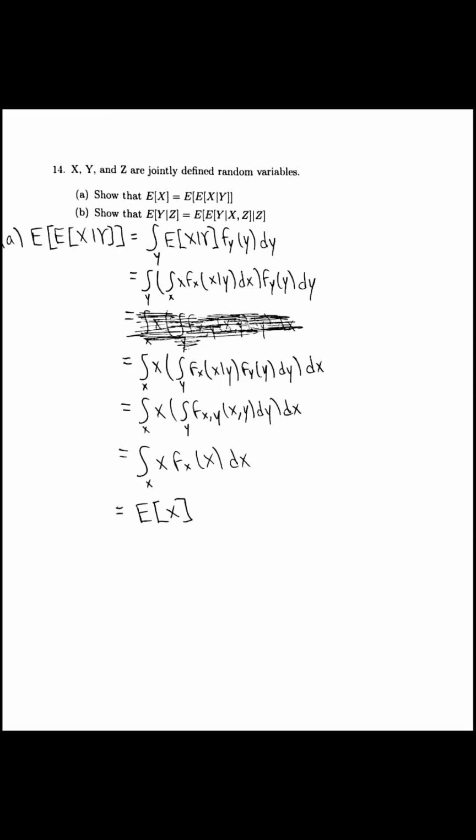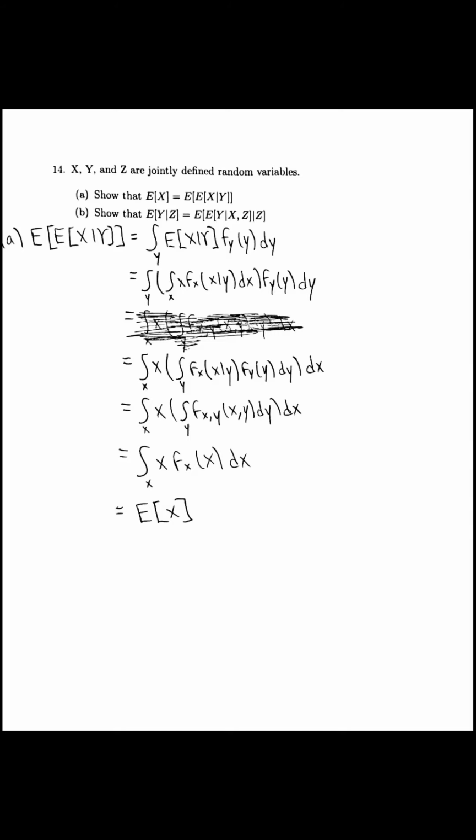Next is problem 14, which states X, Y, and Z are jointly defined random variables. And for part A, it says show that the expected value of x equals the expected value of the expected value of x conditioned on y. First, it's important to note that the expected value of x conditioned on y is a function of y. Since this is a function of y, we're going to integrate over all y values with the expected value of x conditioned on y multiplied by the marginal of y, dy.